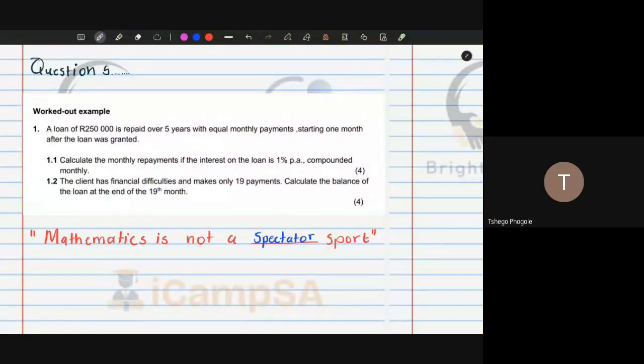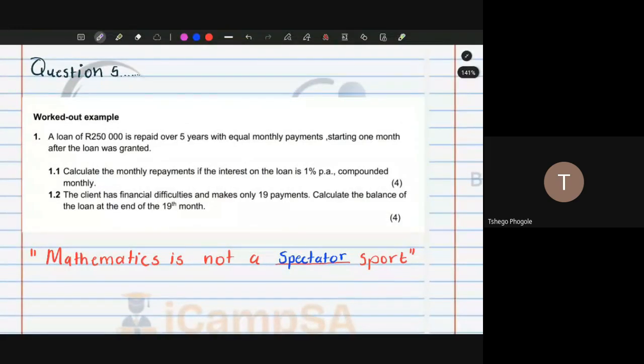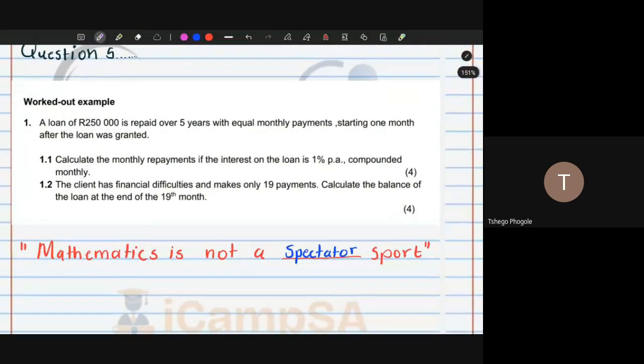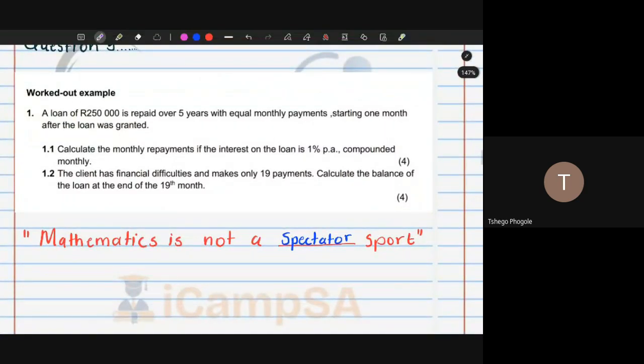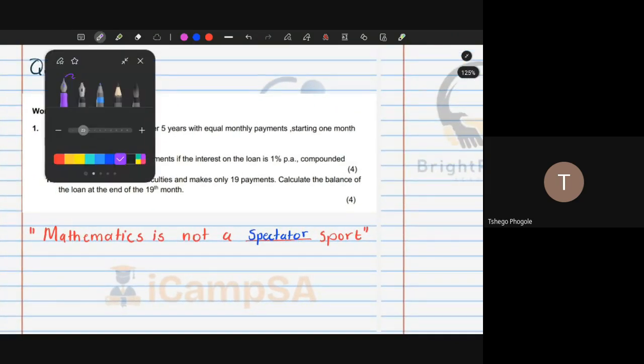A loan of 250,000 is repaid over 5 years with equal monthly payments, starting 1 month after the loan was granted. Okay, on point. Please read question 1.1 for us, and thank you. Calculate the monthly repayments if the interest on the loan is 1% per annum compounded monthly. Awesome. Thanks for that. So let us jump and see what is happening here, guys.